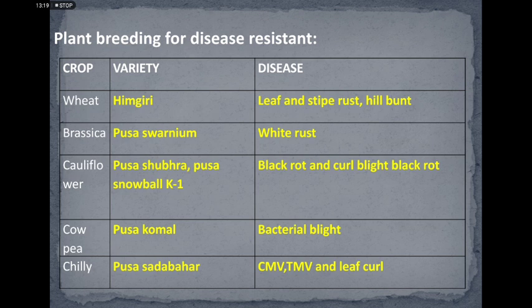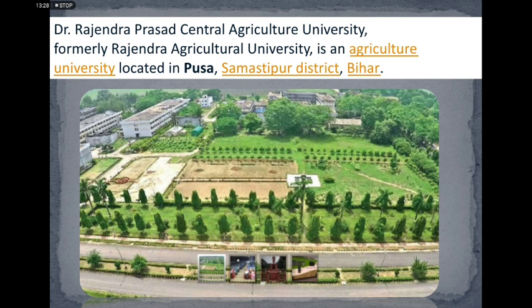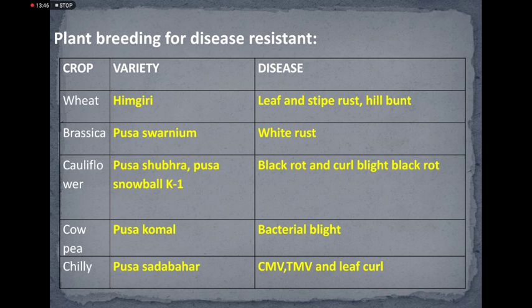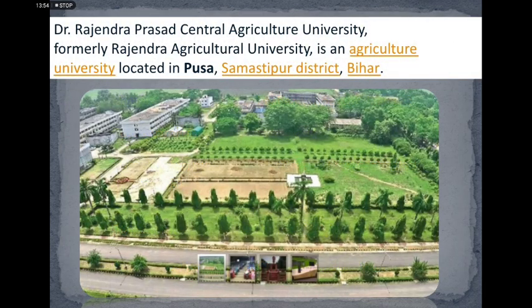And many of you may have a doubt, what is Pusa? Dr. Rajendra Prasad Central Agricultural University, formerly Rajendra Agricultural University, is an agricultural university located in Pusa. That means all these varieties, Pusa Swarnim, Pusa Shubhra, Pusa Komal, Pusa Sadabahar, etc. are the breeds that were produced from this university. So that is why they get a name called Pusa. Earlier we discussed a rice variety called IR8. These IR represent the breeding station, that is IRRI, International Rice Research Institute. Likewise, Pusa is the place where this Central Agricultural University is situated.